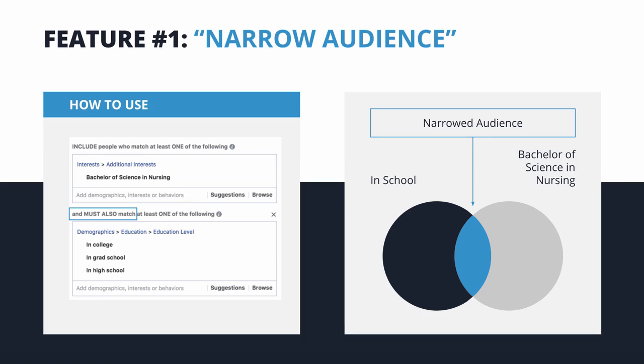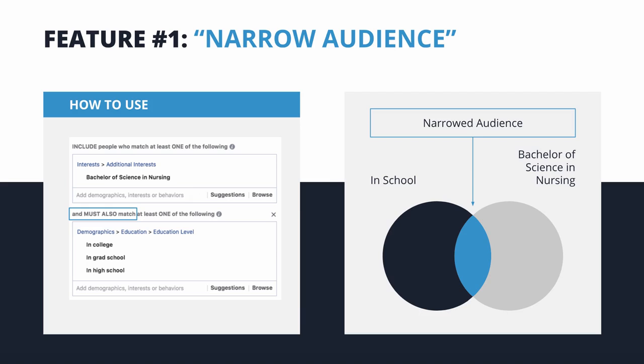The narrow audience would be people interested in the Bachelor of Science of Nursing and must also match in high school. Do you see what I'm doing here? I'm trying to get someone to fill out my nursing school offer. My nursing school offer pays like $30 to $40 whenever someone fills it out. I'm trying to pay like $20 to get someone to fill out this offer for $40, so I can double my money. So how do we do this?